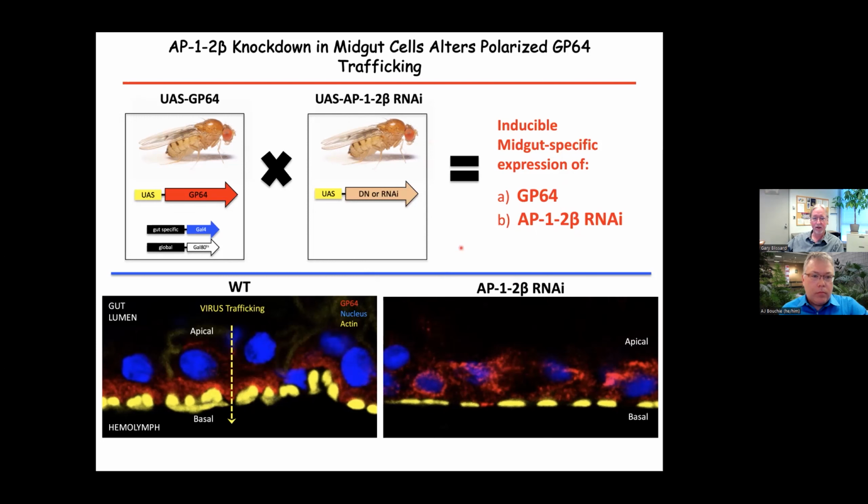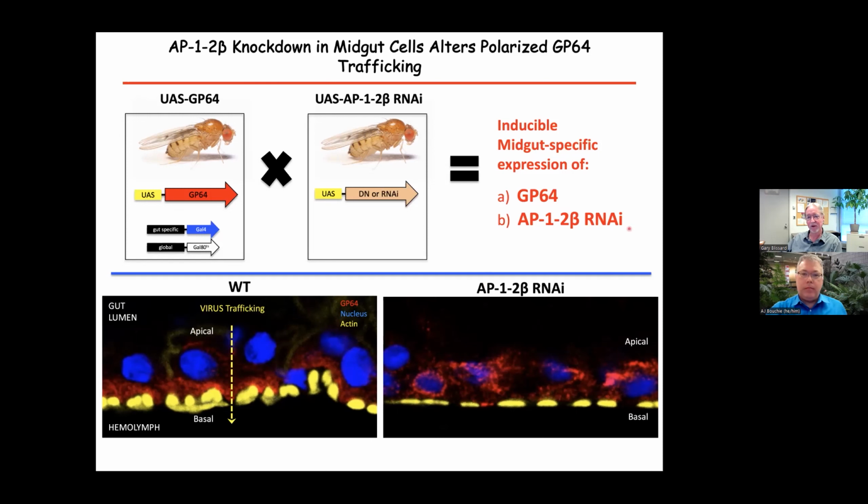So this shows that we can knock down host genes that are important in trafficking and identify them. This is a different color scheme from the last slide. The envelope protein GP64 is the red, and it's at the basal side of the cells in our control. But when we knock down that host gene, it's no longer localized to the basal surfaces of those cells, but is distributed throughout. So we're looking at a lot of different host genes, as well as signals in viral envelope proteins.